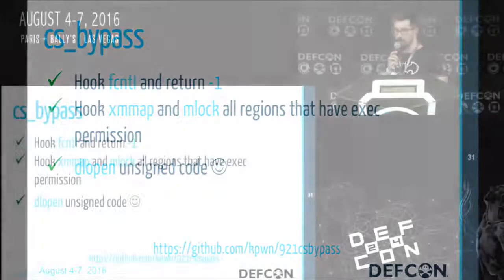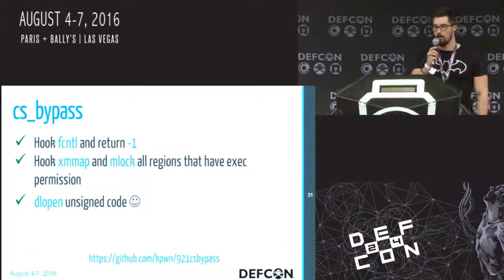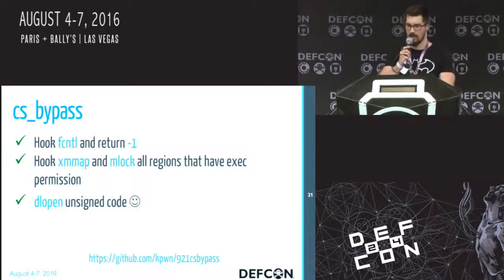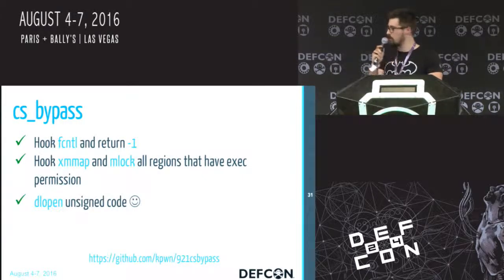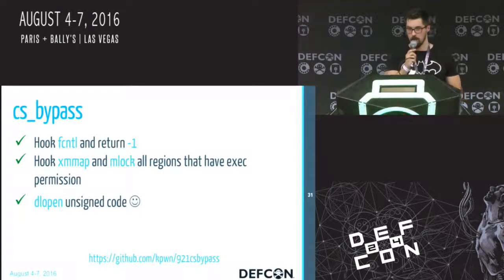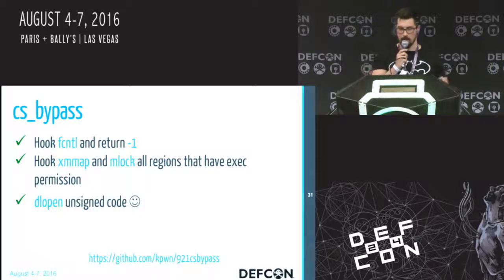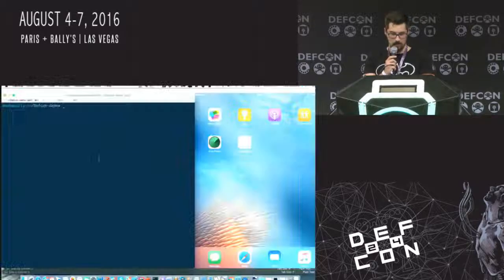This is basically how CS bypass was born. We hook fcntl and return -1 to prevent code signature loading. The next step is we hook xmap and log all the regions that have executable permissions, and then there is just step number 3, dlopen the unsigned code. This technique was open sourced by Luca Todesco and is available on GitHub, so you can check it. Now it's demo time.